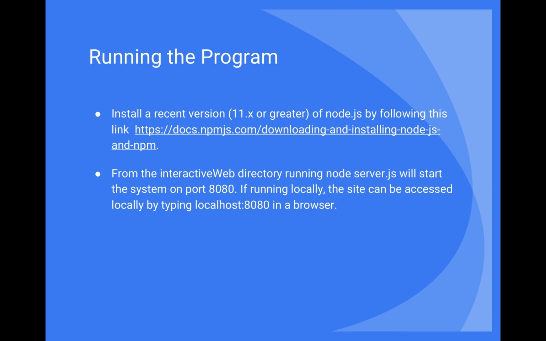Once you've done that, from the interactive web directory, you can run node server.js, which will start the program on port 8080. If you're running it locally, that'll let the site be accessed by typing localhost:8080 in a browser. Alternatively, if you're using a server, you would put the server address and then :8080 to access it from there. These settings are configurable, and you can change them inside the server.js file.